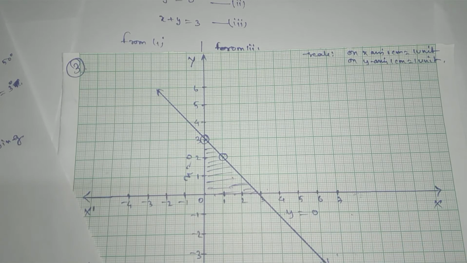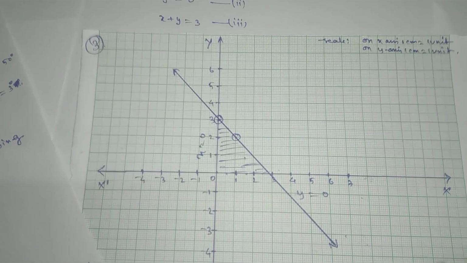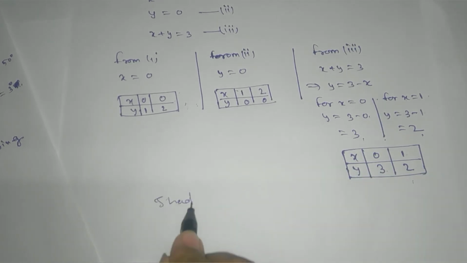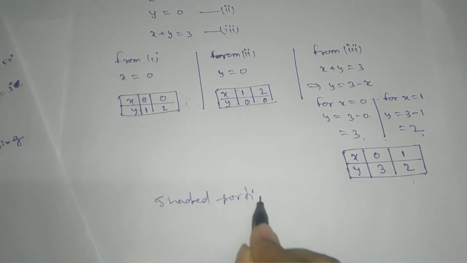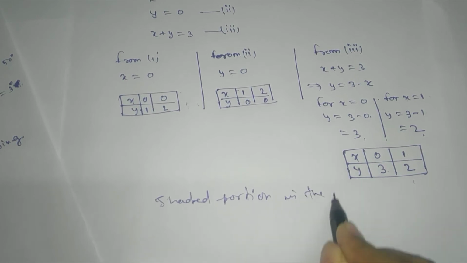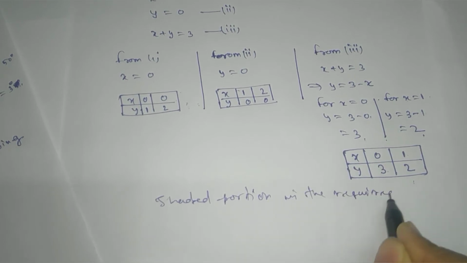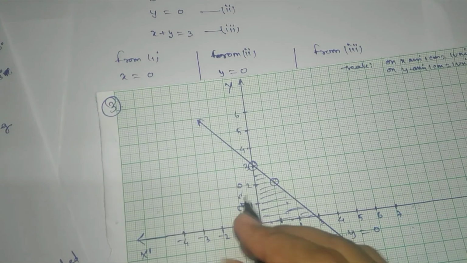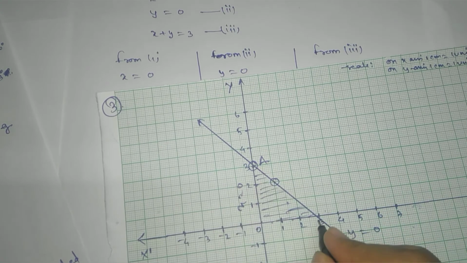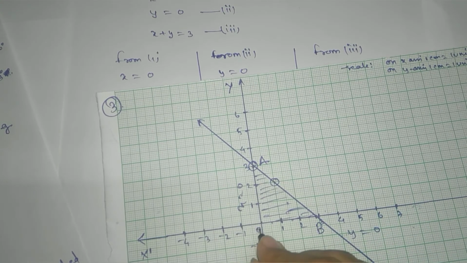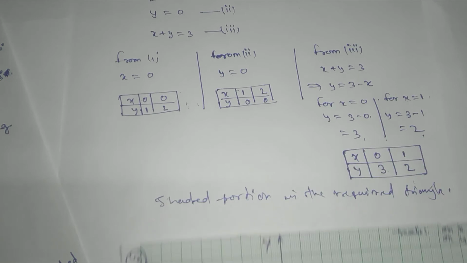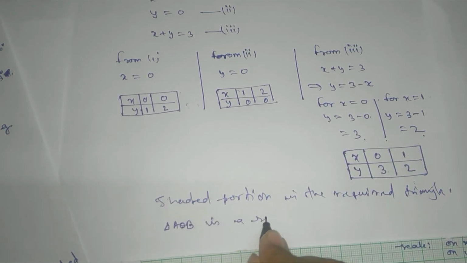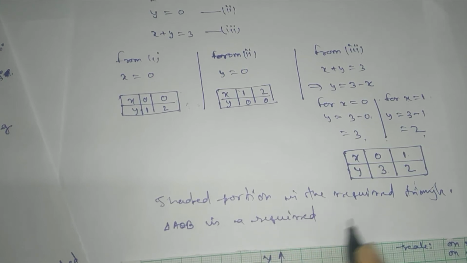Okay, the shaded region is the required answer. You mention here: shaded portion is the required triangle. Or what you can do, you give this point the name A, this point B, and this point already is O. So you can say triangle AOB is the required triangle. You can mention it like this.